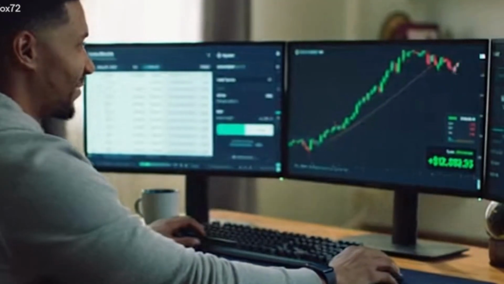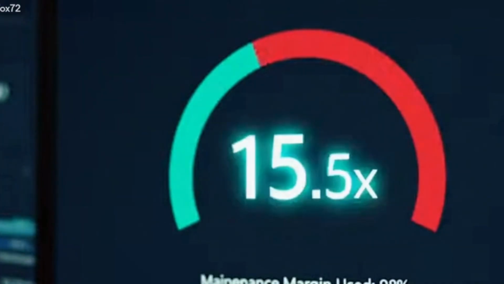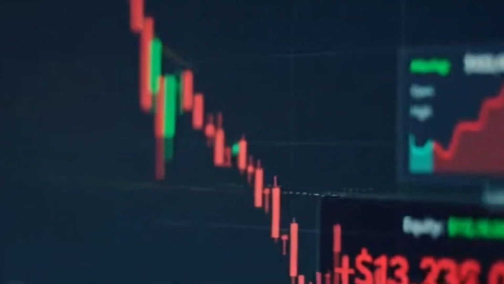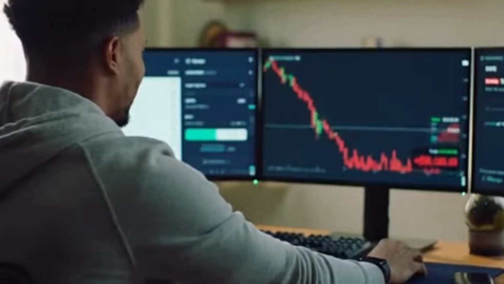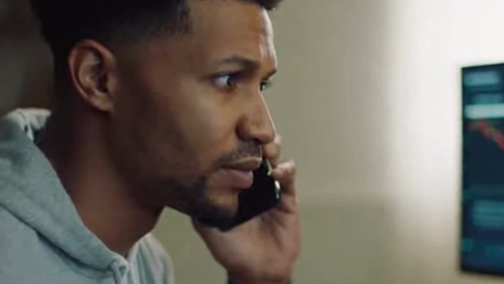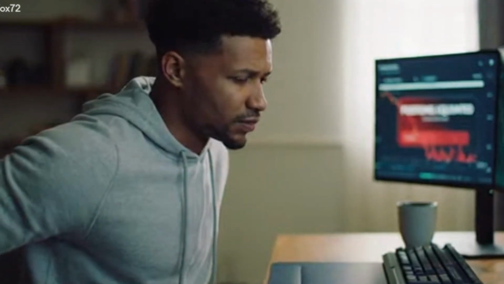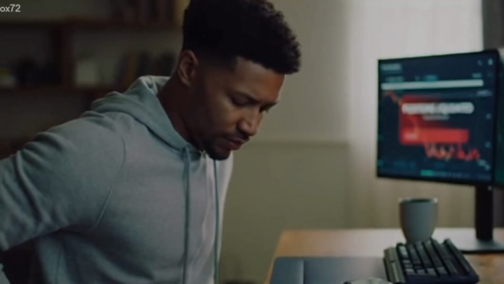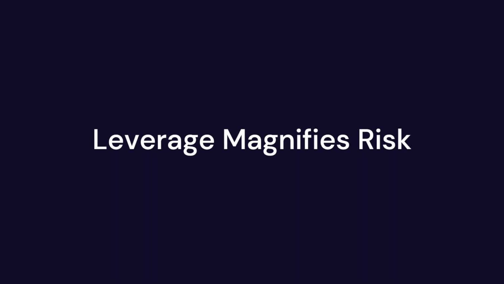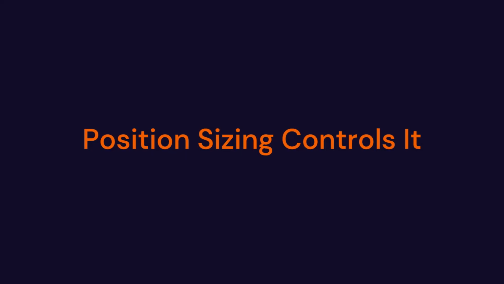Margin and leverage can make position sizing even more important. In forex and crypto markets, traders often control very large positions using borrowed capital. While leverage can increase potential returns, it also magnifies losses. If position size is calculated incorrectly, a relatively small price movement can cause a much larger loss than expected. That's why combining leverage with disciplined position sizing is critical.